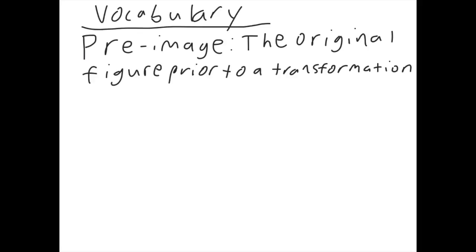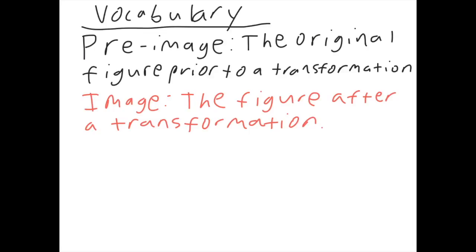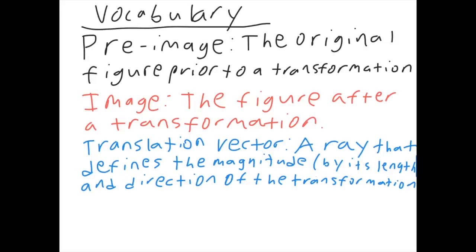The first word is preimage. This is the original figure prior to a transformation. So it's whatever you start off with before you do any transformations at all. The next word is image. This is what the figure looks like after the transformation. So after you do whatever transformation you do, this will be your final object. This will be what your object looks like. Translation vector is a ray that defines the magnitude by its length and direction of the transformation. So this will be the thing that tells us where to move the object to.